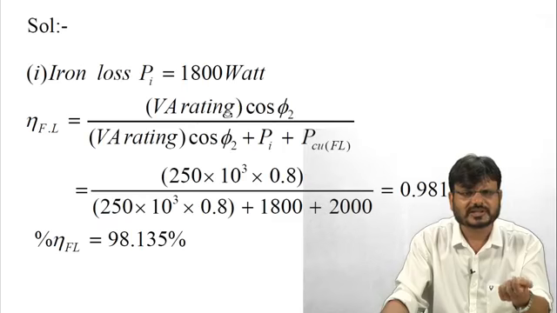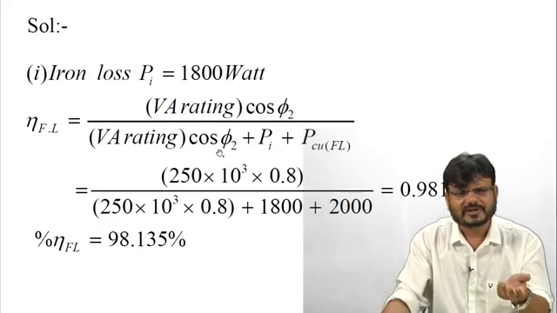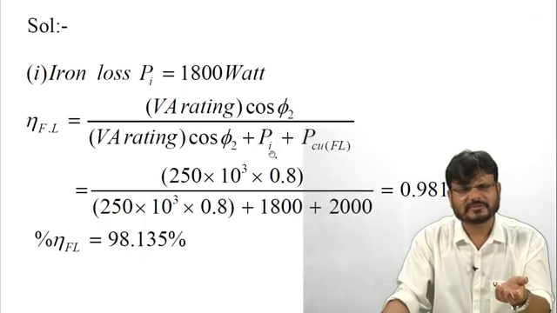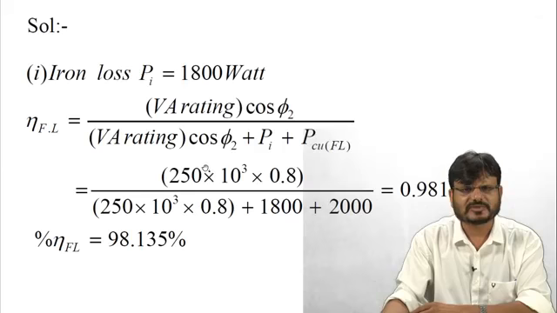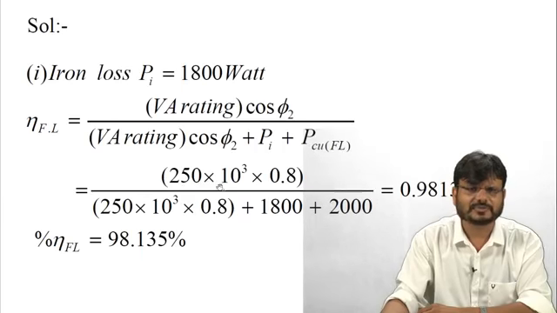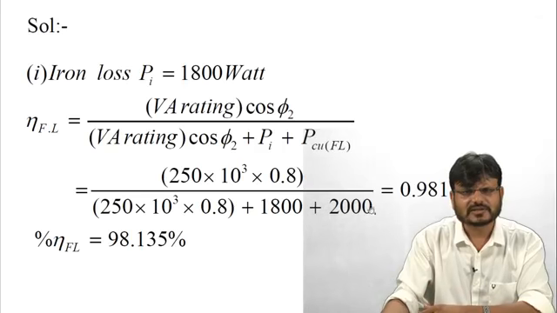Efficiency equals VA rating of the transformer multiplied by the power factor, upon VA rating of the transformer multiplied by the power factor, plus Pi plus Pcu full load. So what is the VA rating of the transformer? The rating is given as 250 kVA, so you can write 250 into 10 to the power 3, and the power factor is given as 0.8. Iron losses are given as 1800 watt and copper losses at full load are 2000 watt.